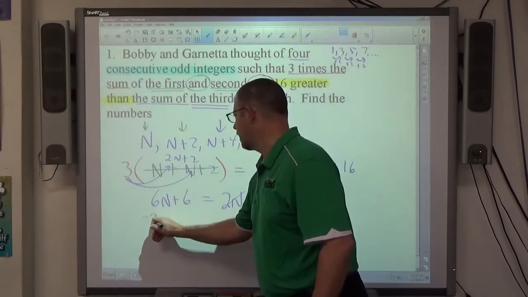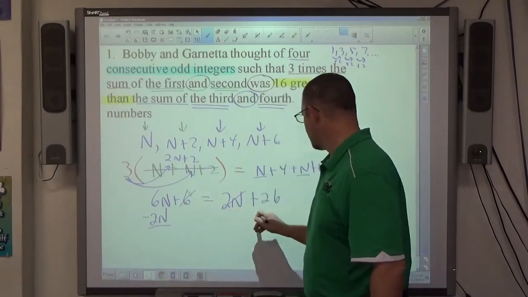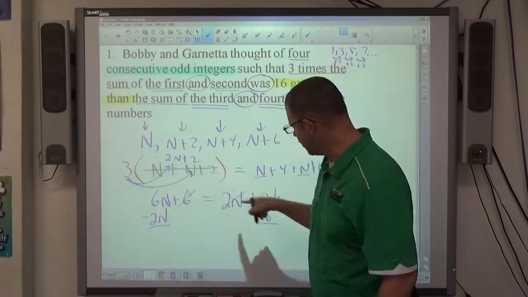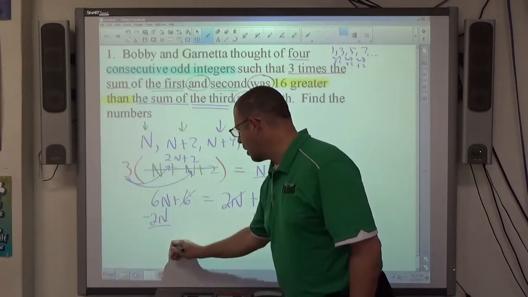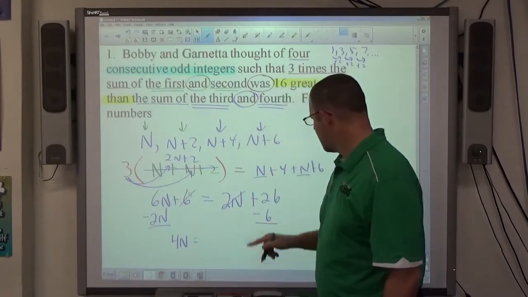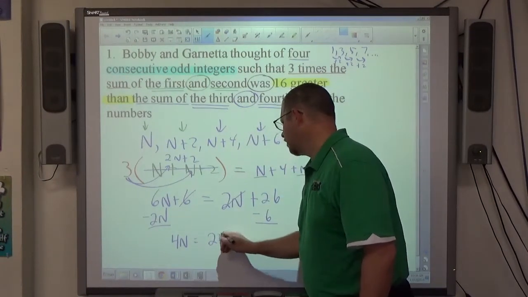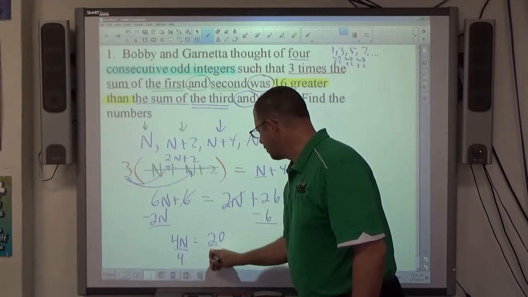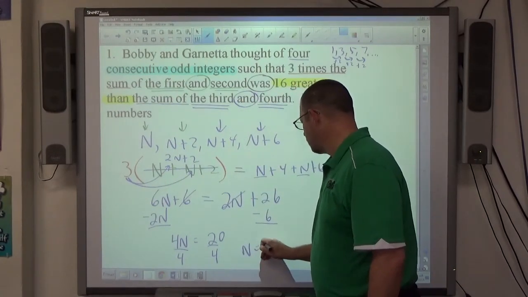We'll move the 2n to the left-hand side, move the 6 to the right-hand side. In both cases, things that move change sign. 2n became negative, 6 became negative. These signs are opposite, so I subtract. These signs are opposite, so I subtract. In each case, the bigger number is positive, so we get positive results. Divide both sides by the coefficient, leaving me with n equals 5.